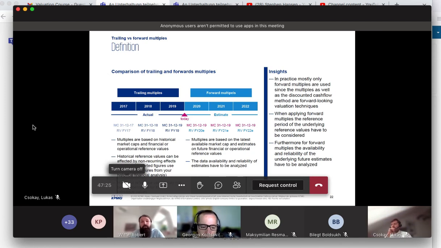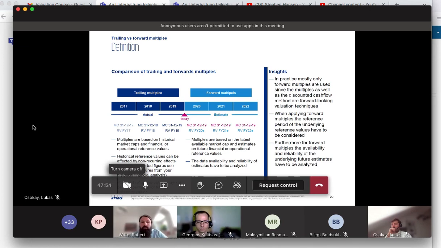And the forward multiple looks at the next year, the future, so forward multiples or future multiples. For next year, I can take the net income, the PE multiple for 2022. I can also look at the estimate for the net income in 2023, so I can calculate my expected PE multiple for 2023, and of course for 2024 and 2025 and so forth.